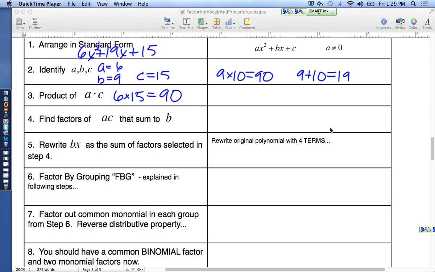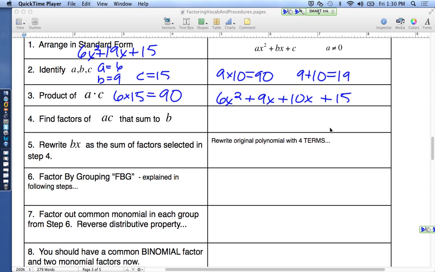Now, sometimes this is the part that takes the longest, trying to find factors of the product of AC that actually sum to the linear term B, but you have to put the time in to discover the correct factors, otherwise you get the wrong answer. Now, take the original polynomial, and we're going to rewrite it with 4 terms. We're going to write 19x as the sum of 10x and 9x.